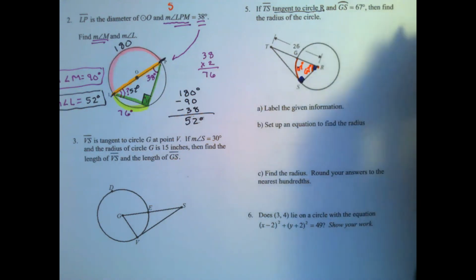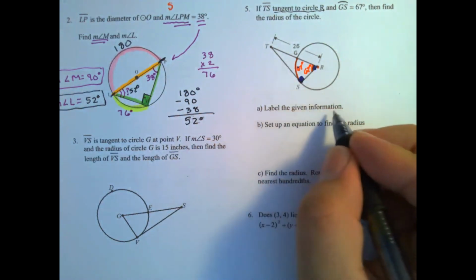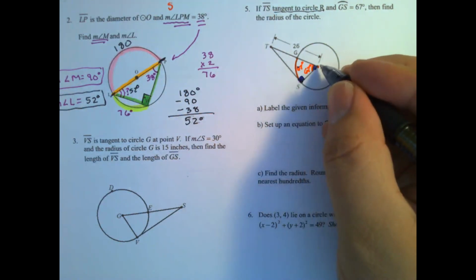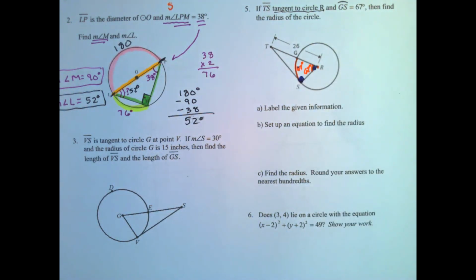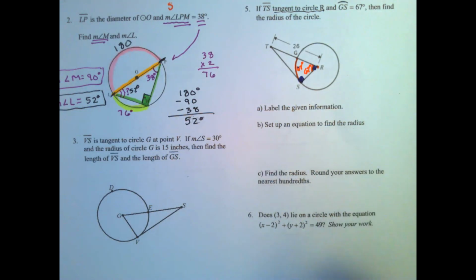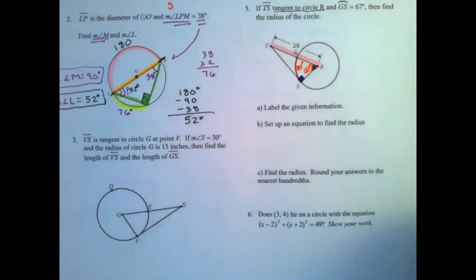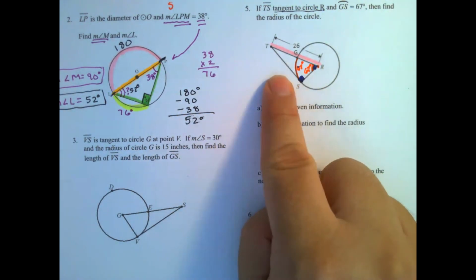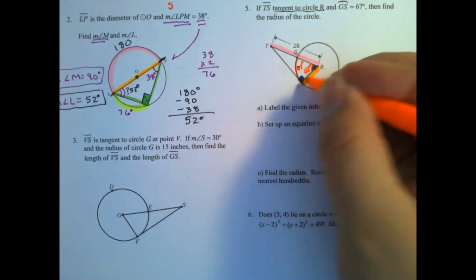And then they said, find the radius. All right, but they wanted me to do a couple things. They said, label the given information. Well, there it is. There's the 90. Here, this angle is 67. The arc is 67. They said, set up an equation to help you find the radius. All right, so now here's the thing. They only gave me one side. All they did was give me this side and no one else. I don't know what this third side is. So Pythagorean theorem is completely out because they want me to find this one right here.